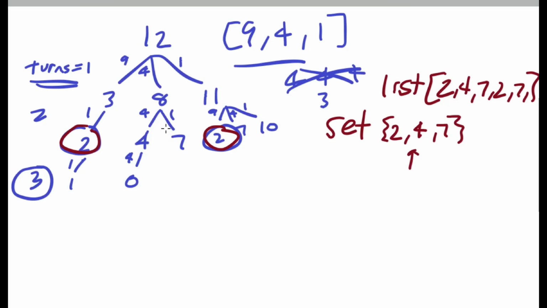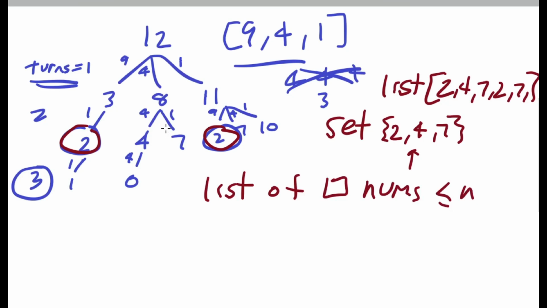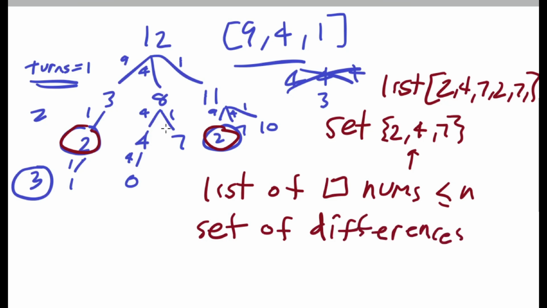So I'll make a set. Let's see, a list of square numbers less than or equal to n. I guess if we subtract once, it just takes 1, right? Then a set of the differences, n minus each number. Keep track of turns, and then we keep adding to turns each time. All right, let's see how that's going to look.